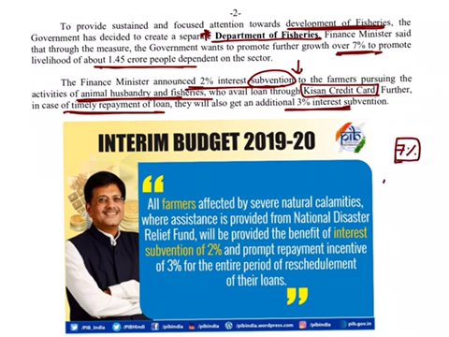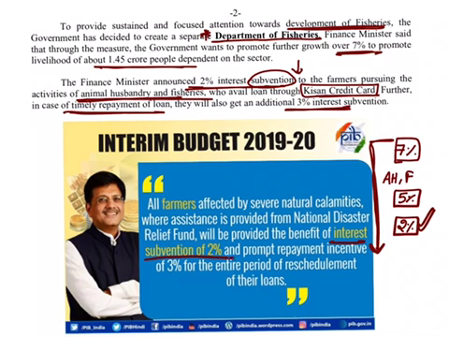For animal husbandry and fisheries, the interest subvention means a reduction of 2%, which means they should pay only 5% now. If they repay the loan they have taken on time, a 3% extra reduction means they will have to pay only 2%. By that, interest rates reduce for the people involved in these two sectors. The same thing is mentioned over here: interest subvention up to 2%, prompt repayment 3%.